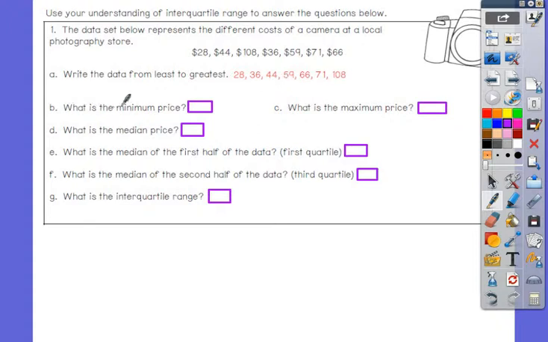Okay, B says, what is your minimum price? Well, now that they're in order from least to greatest, I see my minimum price is obviously 28. What is the maximum price? Well, that's pretty simple to see. 108. Alright, our median. We found how to find the median yesterday. Cancel, cancel, cancel, cancel. And I see my median is 59. It's my middle number.